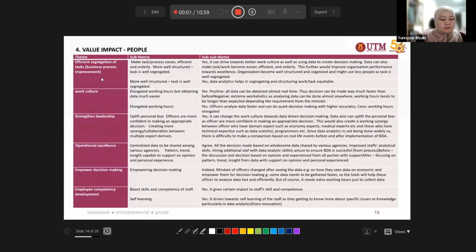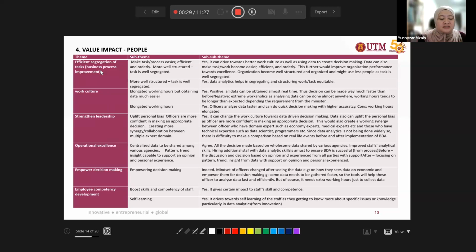Under people, people are one of the important values in order to achieve a good implementation of data-driven decision making. So a total of 6 themes were identified in order to implement big data analytics in an organization. Skillful and talented staff are highly needed. So a better work culture with efficient segregation of tasks will further benefit the strengthening of leadership and empowered decision making. Thus, this organization might achieve operational excellence.